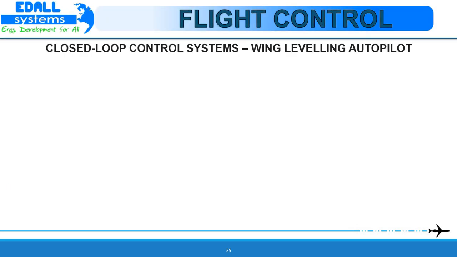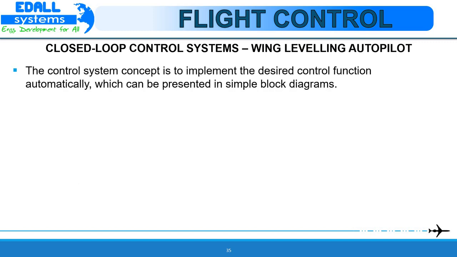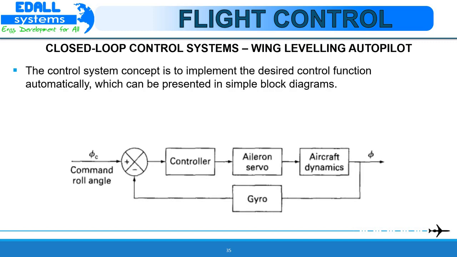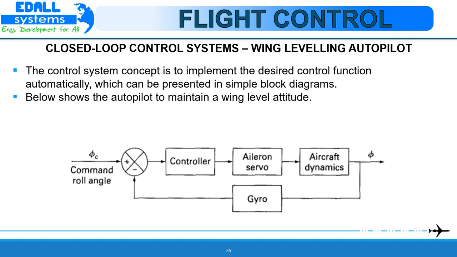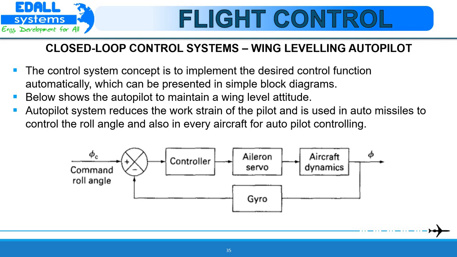We also have the automatic wing leveling example for a closed loop control system. Here, the control system concept is to implement the desired control function automatically, which can be represented in a simple block diagram. Below shows the autopilot to maintain a wing level attitude. Here we have the command roll, which is given automatically to the controller, which tells the aileron servos to level the aircraft by controlling the ailerons of the aircraft.